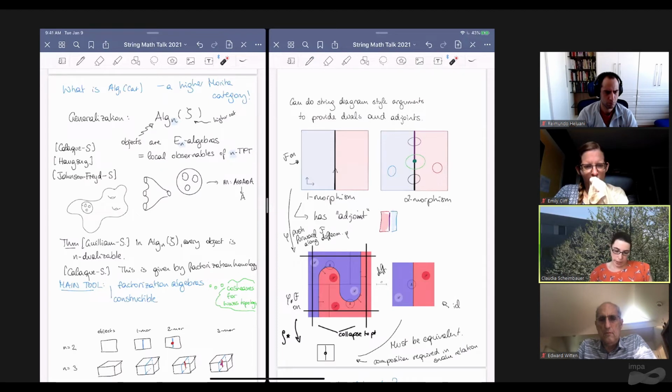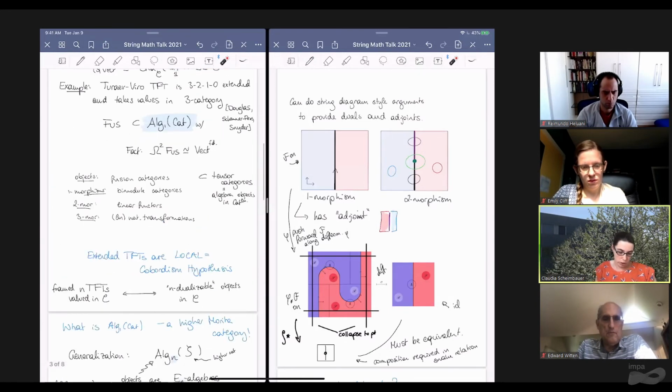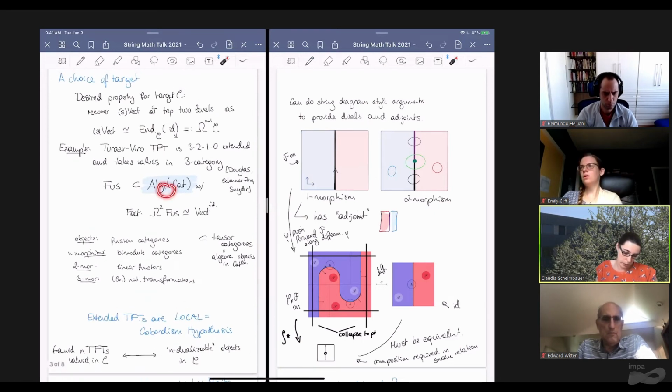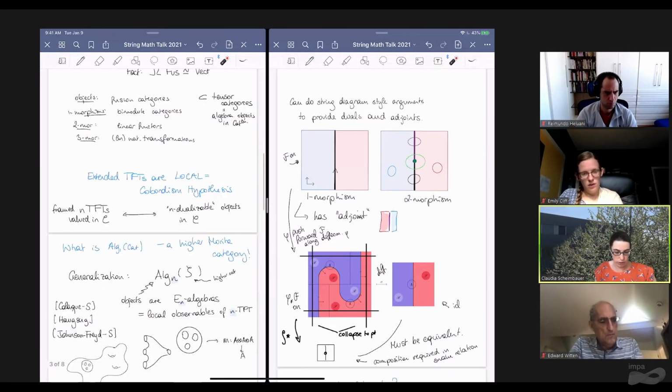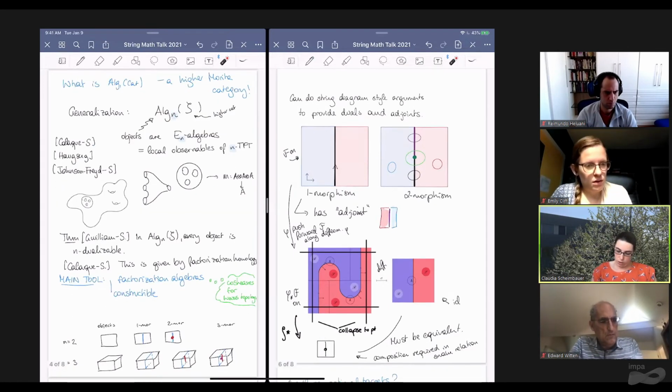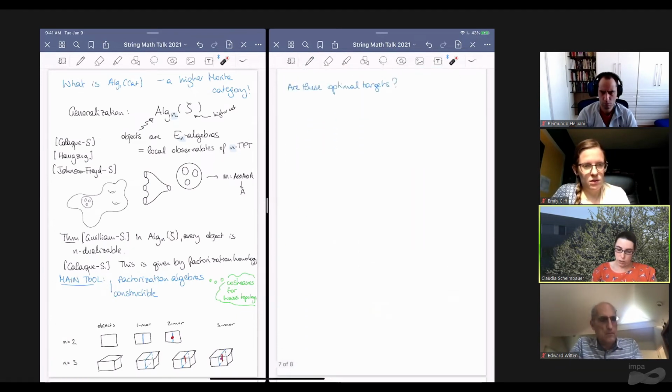Okay, great. So that's for this theorem. But I said before, well, this is not really where we want to stop. This is n-dualizable. Actually, in these categories, we would hope to get a lot more dualizability. For instance, in this fusion case, we don't want one dualizability, we want three dualizability. We're in a three category, one, 3-2-1 extended field theory. Okay, so are these targets optimal? And no, they're actually far from being optimal.